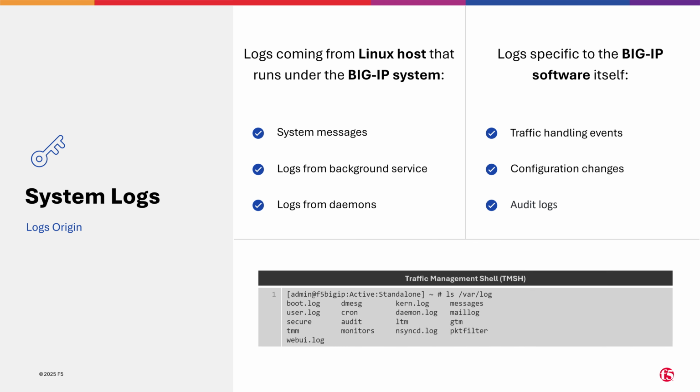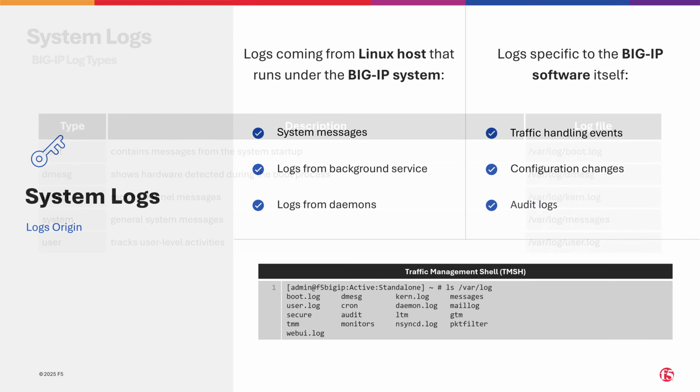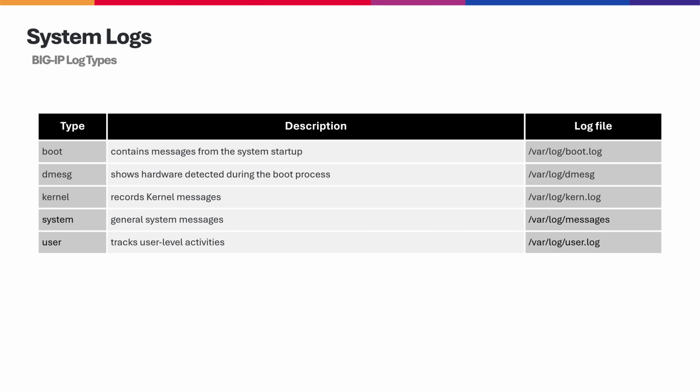To view these logs, use tmsh and go to the /var/log directory. This folder contains most of the system and service log files that can help you find issues or confirm normal operation. System startup and hardware logs include the boot log file, which contains messages from the system startup, and the dmesg log, which shows hardware detected during the boot process. Kernel messages are recorded in the kern log. General system messages are in the messages log file, and user-level activities are tracked in the user log file.